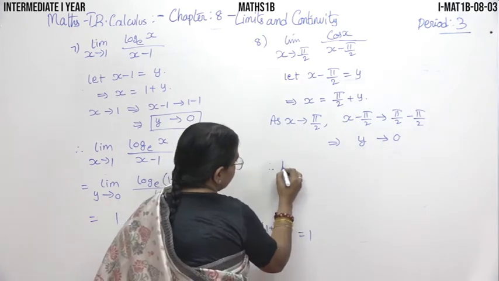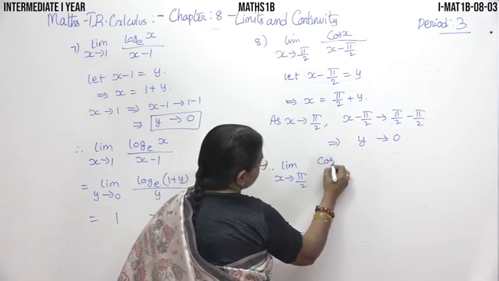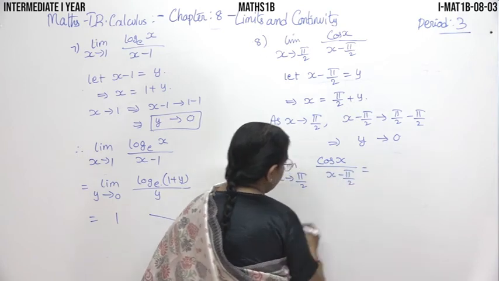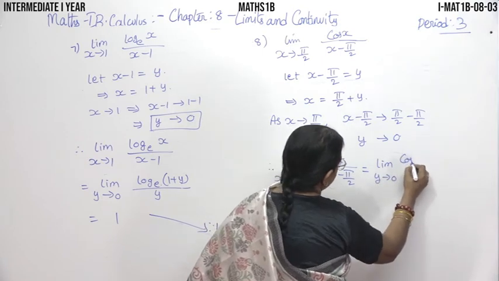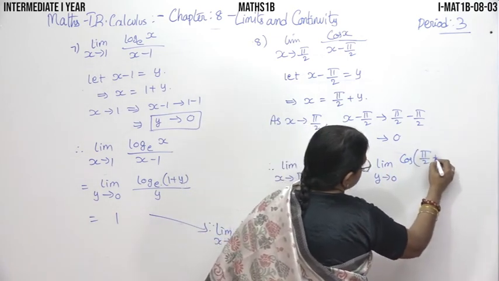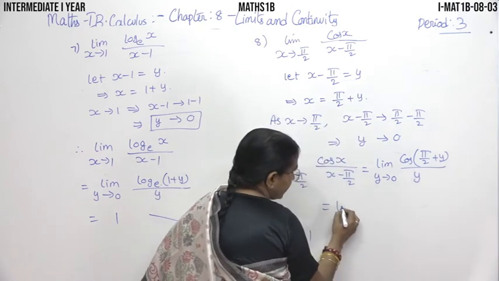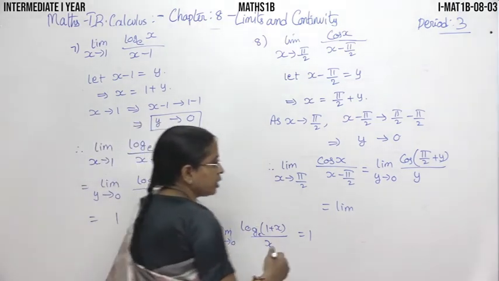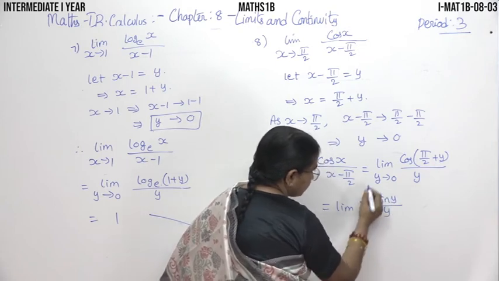So now we'll find the limit x tending to pi by 2 of cos x by x minus pi by 2, is equal to limit of y tending to 0 of cos of, what is x now? X is pi by 2 plus y, by, this is nothing but y. Now what is cos 90 plus theta? Cos 90 plus theta is in second quadrant. In second quadrant, cos is negative. So I should write minus sin y by y as y tends to 0.